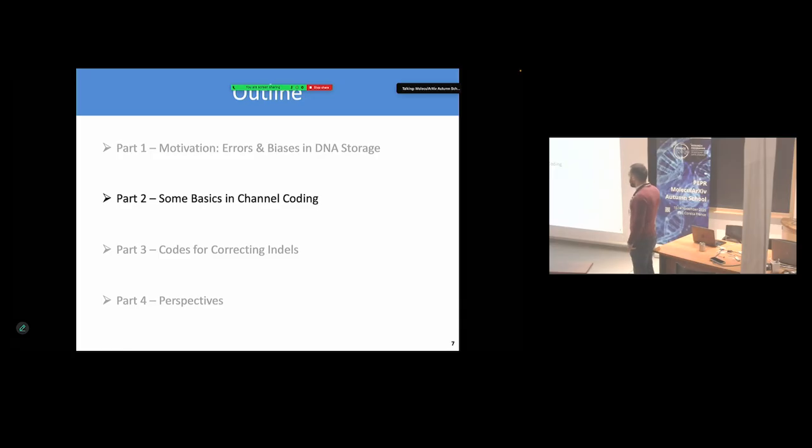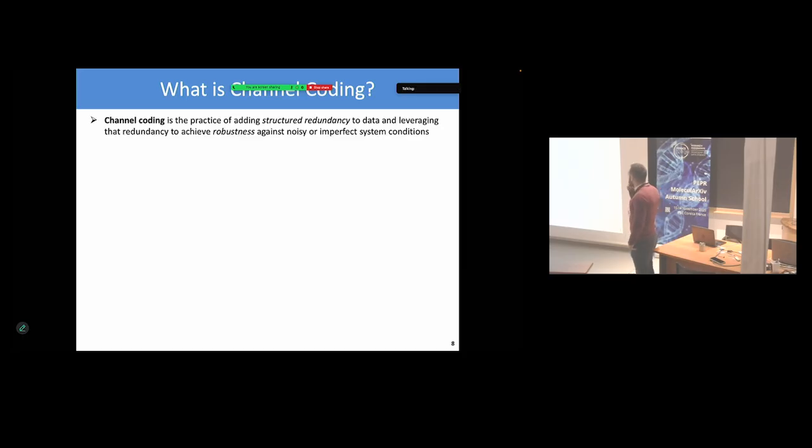Okay, this is the motivation in general about channel coding. Now I will go over some basics. As I said, and I will repeat, channel coding is the practice of adding structured redundancy to data and leveraging that redundancy to achieve robustness against noisy or imperfect system conditions.